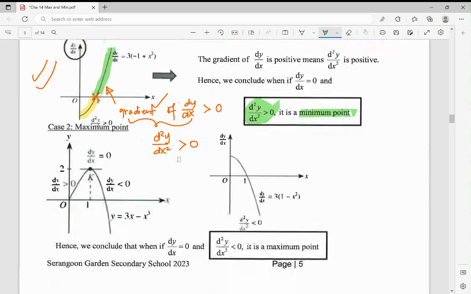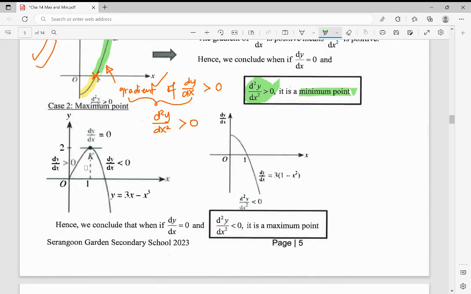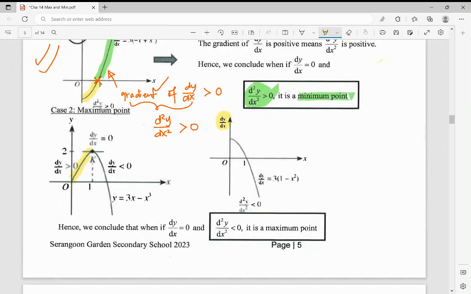Likewise, if I have a maximum point, I can do the same thing. A maximum point will start with a positive gradient. Because it's a positive gradient, my value of dy/dx will be positive. Then at the turning point, dy/dx is 0, so on the dy/dx graph it will be 0. The last part, because it's a maximum, the gradient value will start to become negative. If I plot it on my dy/dx graph, it will be negative values.